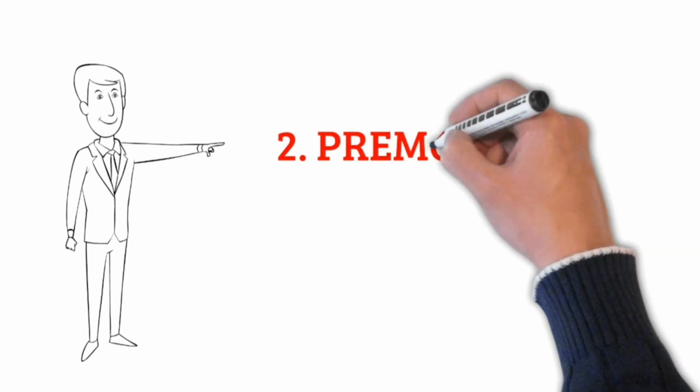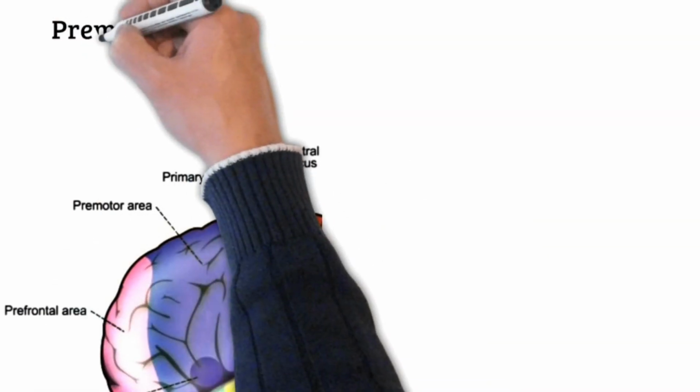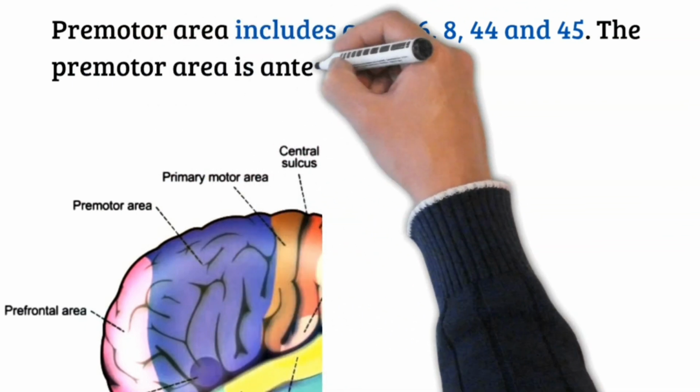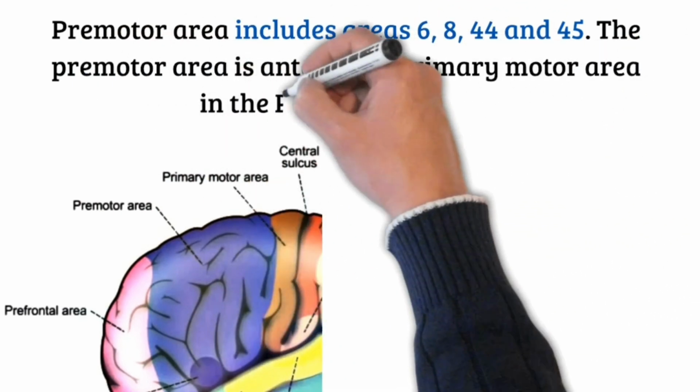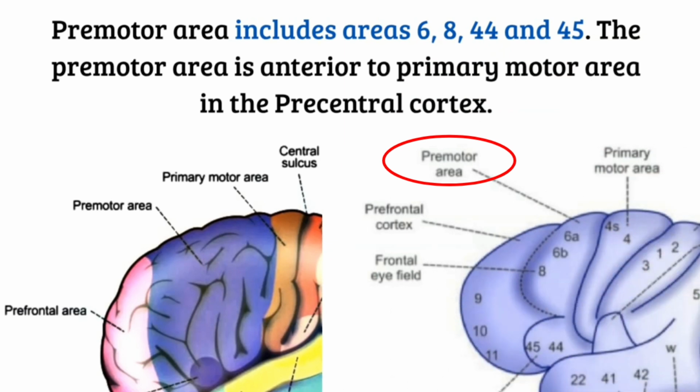Now we will take premotor area. Premotor area includes area 6, 8, 44 and 45. The premotor area is anterior to primary motor area in the precentral cortex.